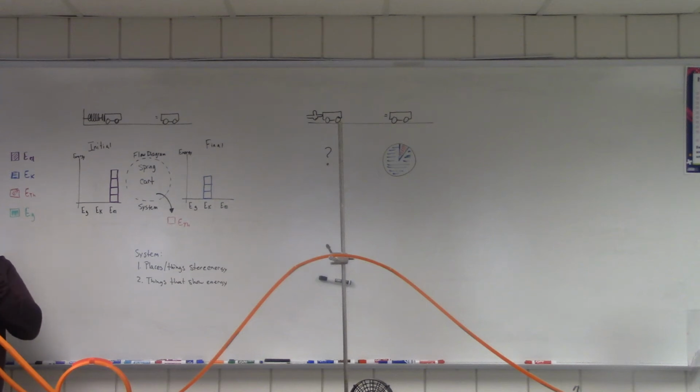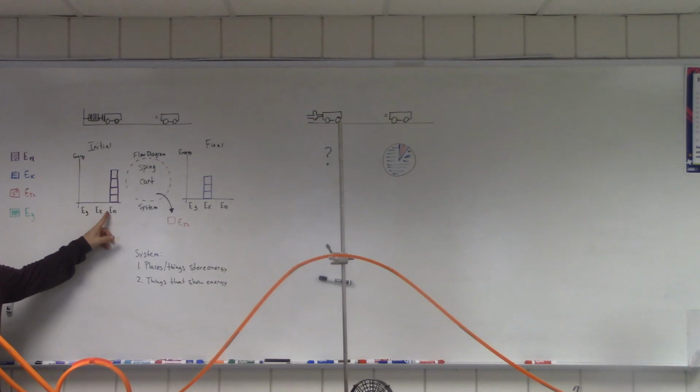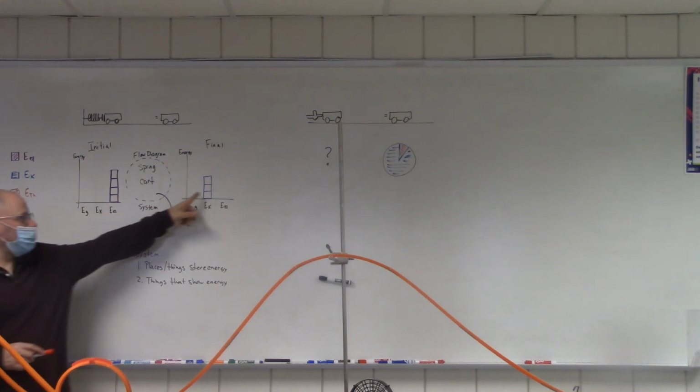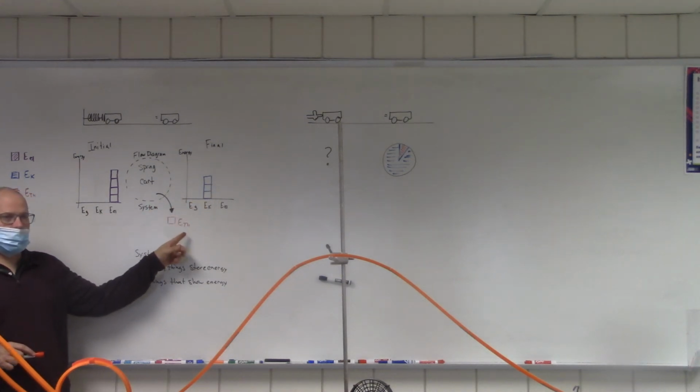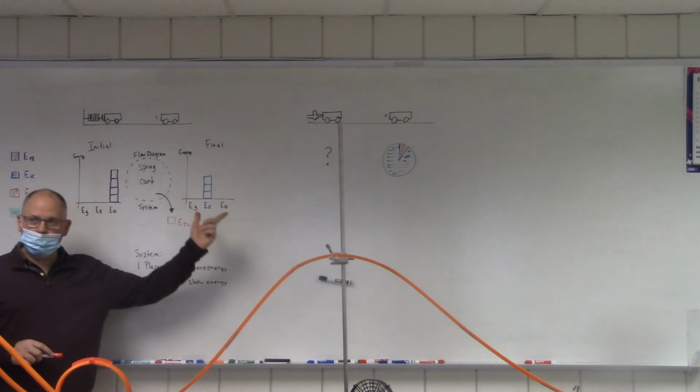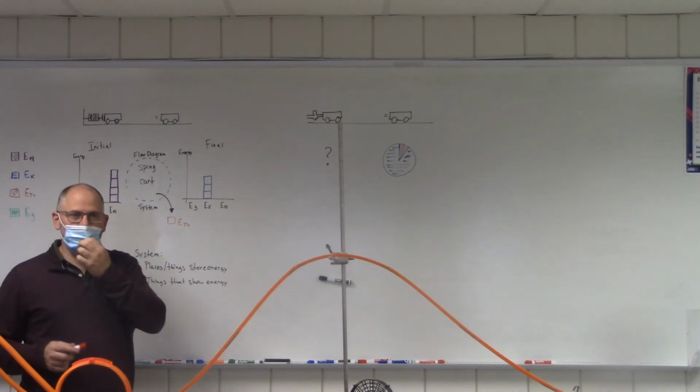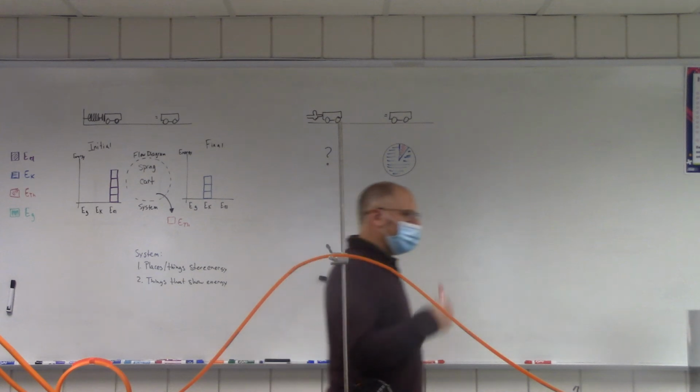Does this still work for us though? How many blocks did we start with? 4 blocks, yeah? And we end up with 3 blocks of kinetic and then 1 block of thermal. Is that 4 and 4? It totally is, right? And so that's why I like this representation.